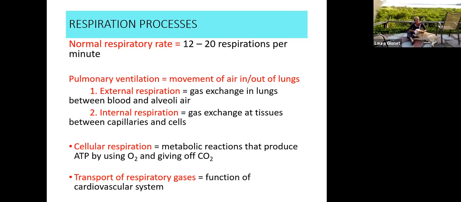Internal respiration is what occurs at the capillary level as we transport blood in systemic circulation, going out to the capillary beds deep in your tissues. Think of your muscles and joints.